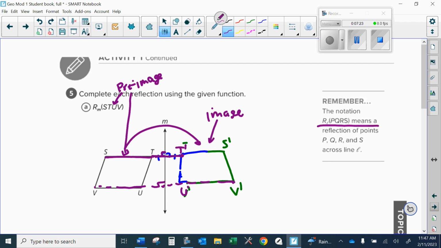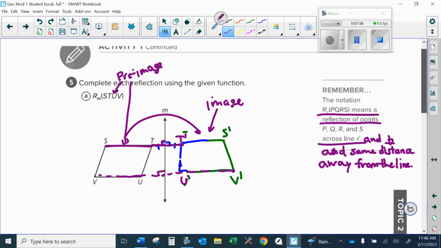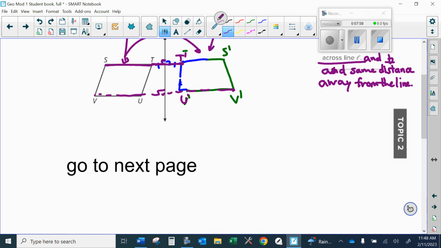Here it just tells you how to read it. A reflection of points P, Q, R, and S across, I like to say over, but across line L. And it should be perpendicular and same distance away. Same distance away from the line, for the corresponding points, each corresponding point. Okay, go to the next page.